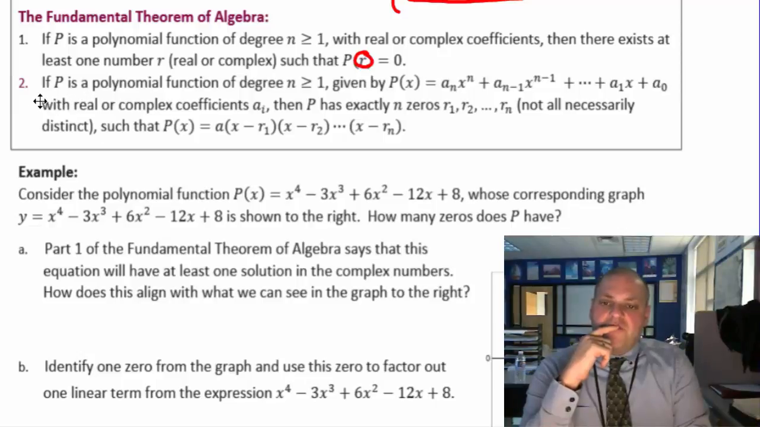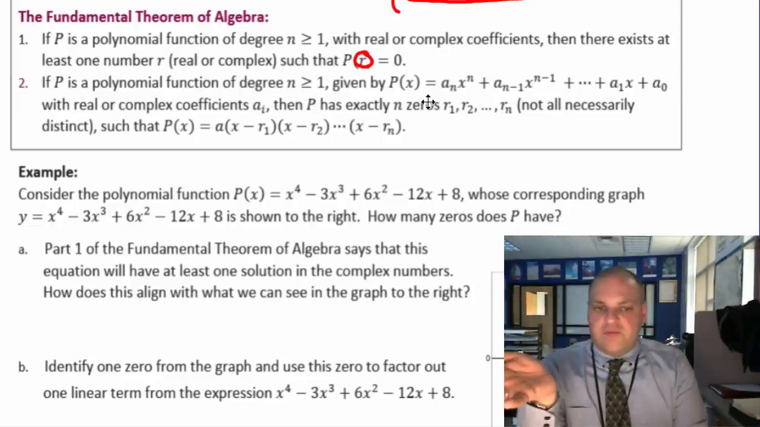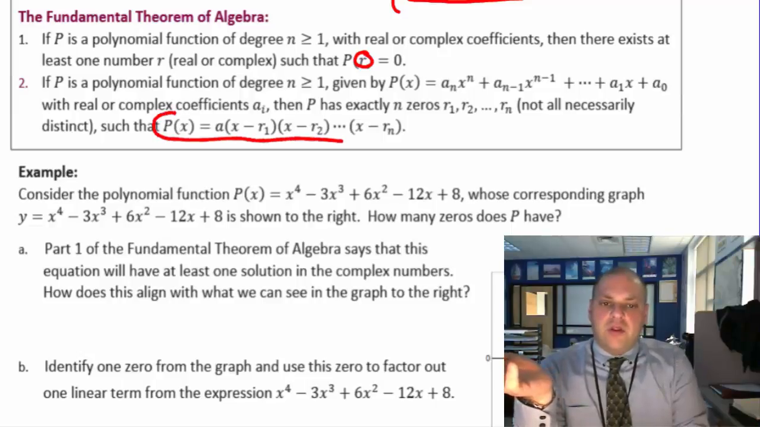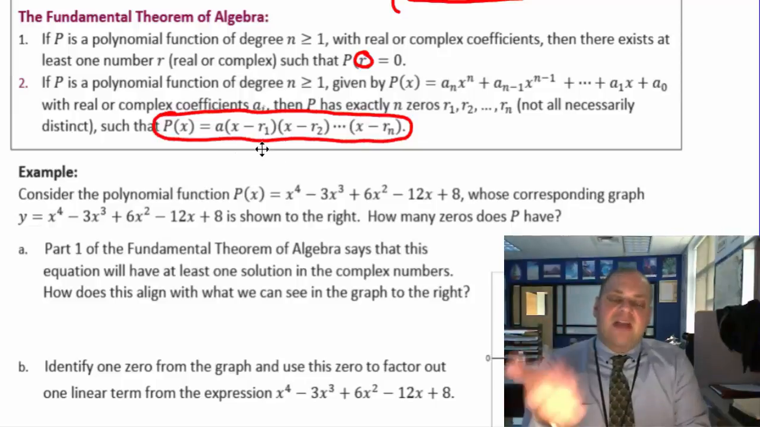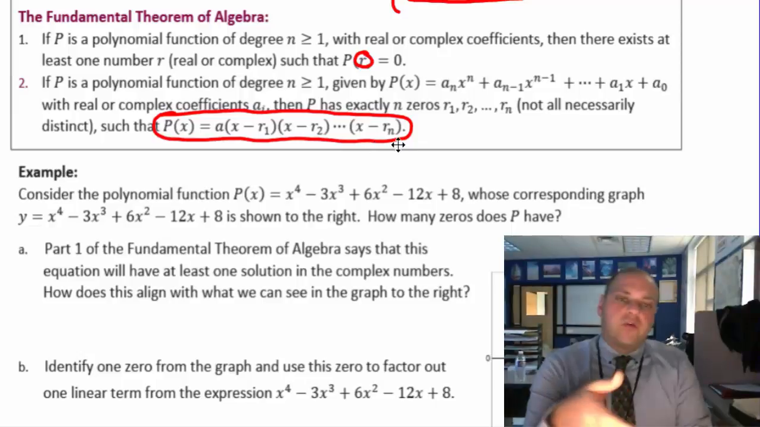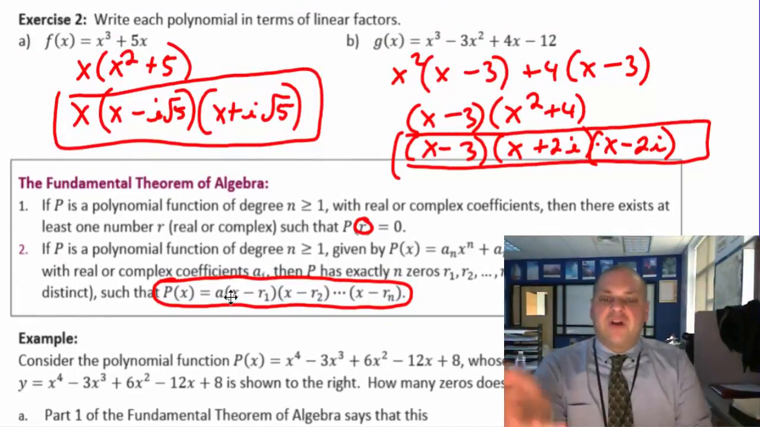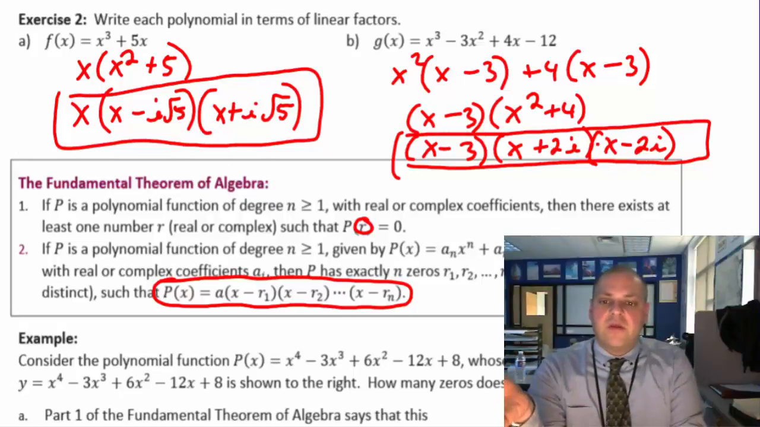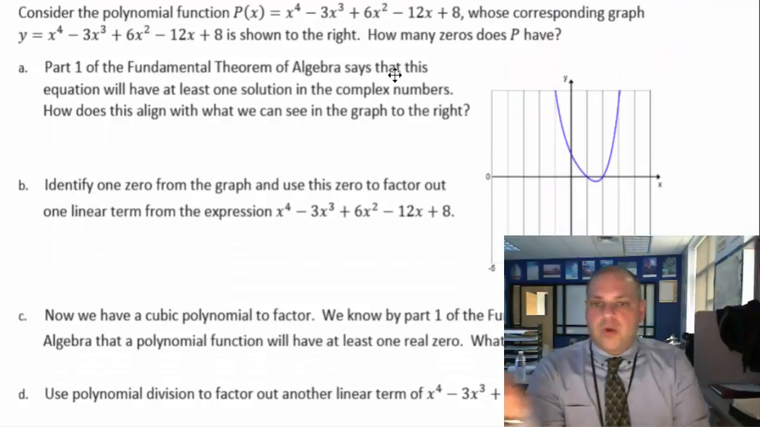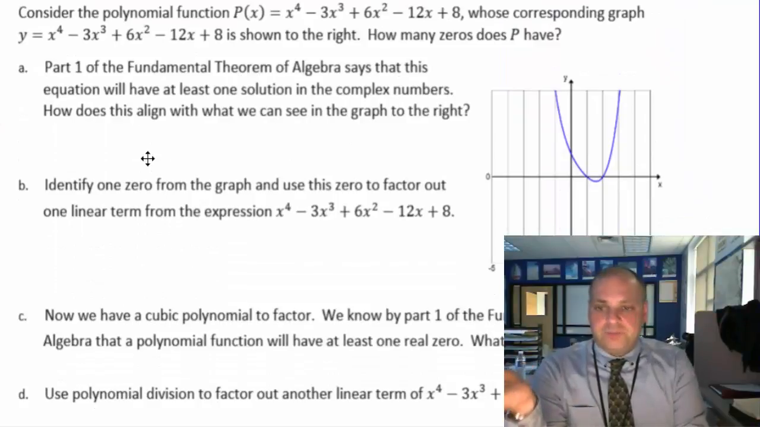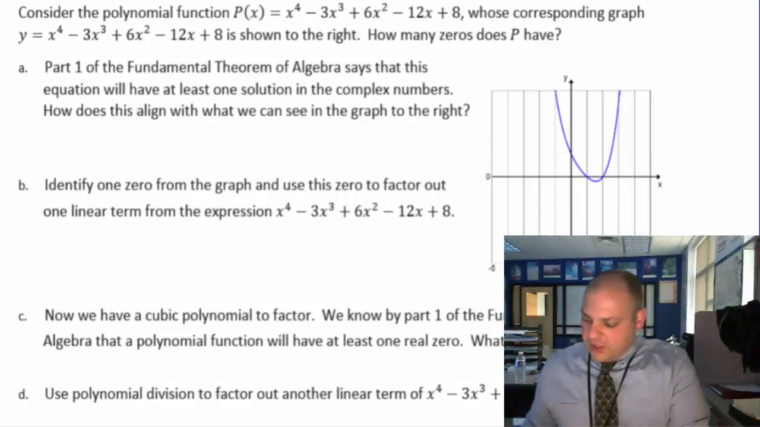In part 2 of the fundamental theorem of algebra, and this is kind of confusing, but basically what they're saying is every polynomial can be written in factored form: x minus the first root, x minus the second root, x minus the third root. So essentially the fundamental theorem of algebra is that every function can be written in factored form. That's basically what it's saying here. Okay, we're going to do an example here, and then we'll be done.